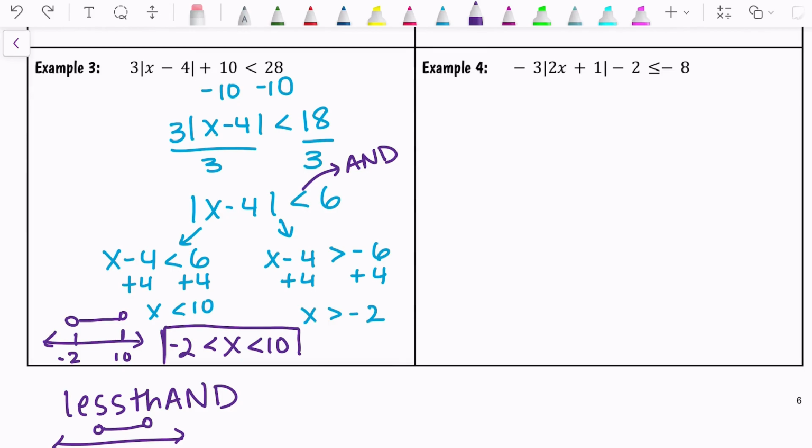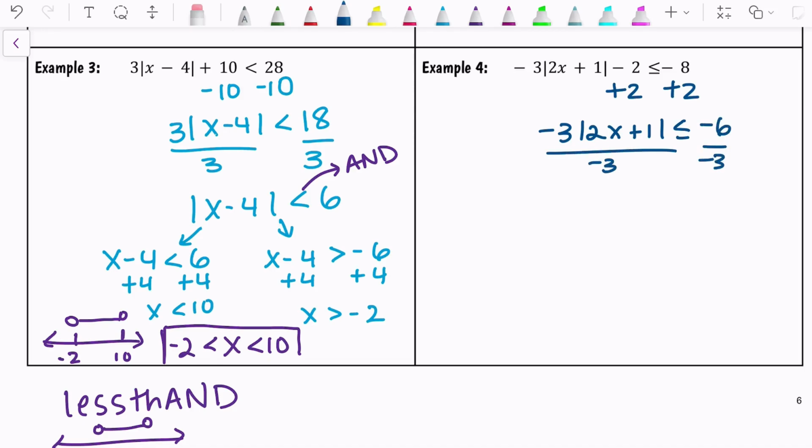All right, number 4, I'm going to add 2 to get the absolute value alone. Everything else gets copied back down. And then I'm going to divide by -3. Just as when you learned how to solve an inequality back in the day without absolute values, you do have to flip the symbol when you divide by a negative or multiply by a negative. A negative 6 divided by a negative 3 gives me positive 2.